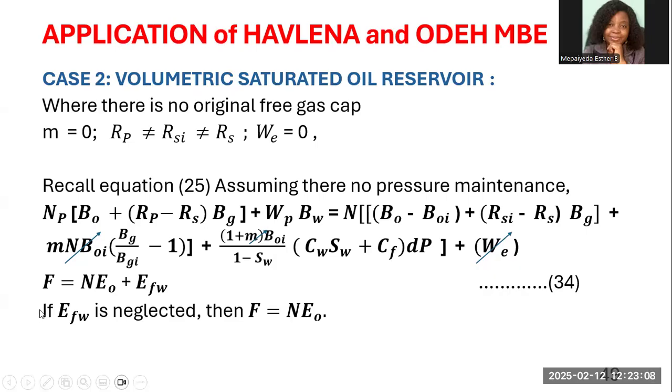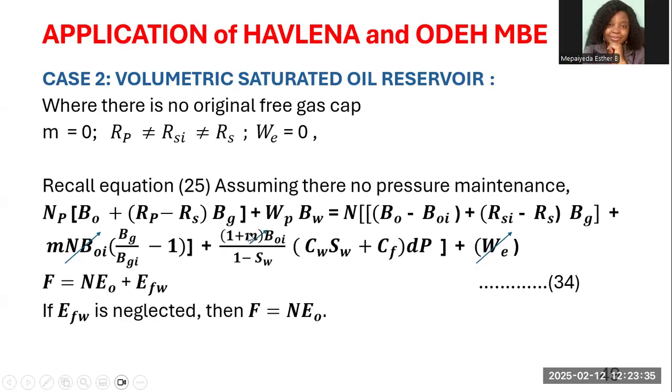So m equals 0 because there is no gas cap, okay? m here also equals 0. So you have F equals Eho, everything here, Eho plus Efw. Don't forget this is here because it is only this m that is 0. Here, m cancels everything, so making this 0.